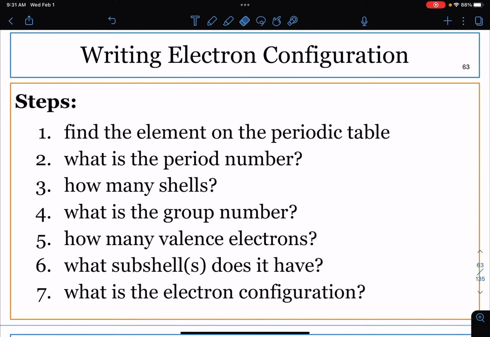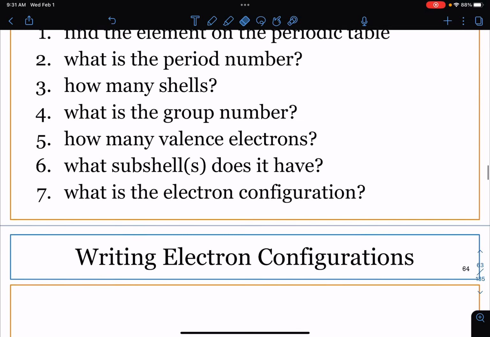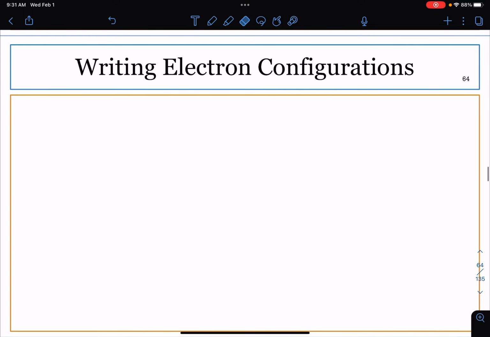These are the steps to writing an electron configuration for any atom. First, you're going to want to find the element on the periodic table, and then figure out what is the period number, which means what is the row number, how many shells are there total, what is the group number, how many valence electrons, what subshells does it have, s, p, d, or f, and what is then the electron configuration. So let's start by writing the electron configuration for hydrogen.